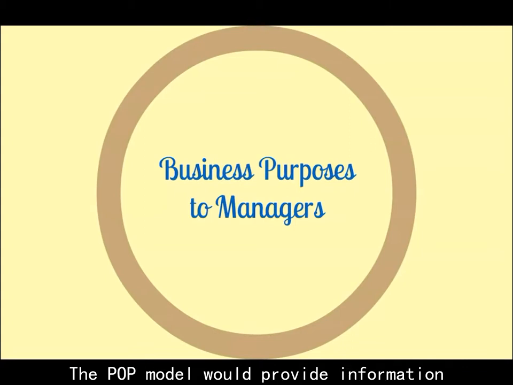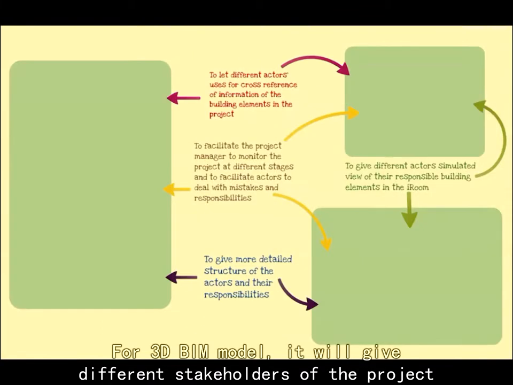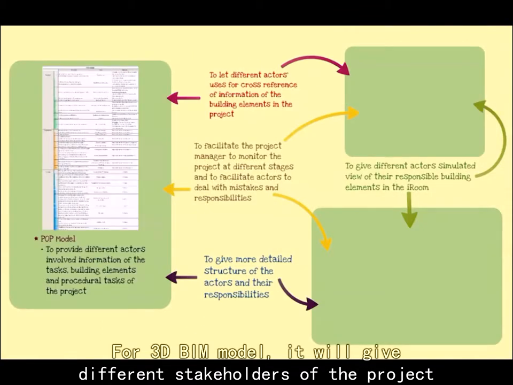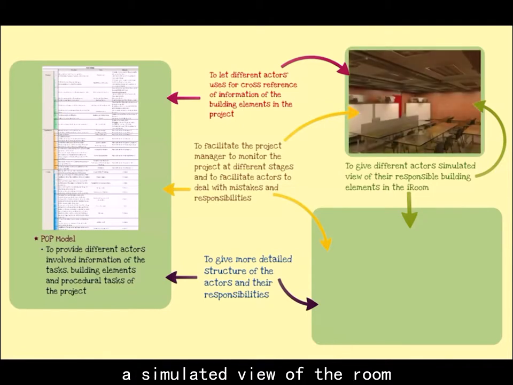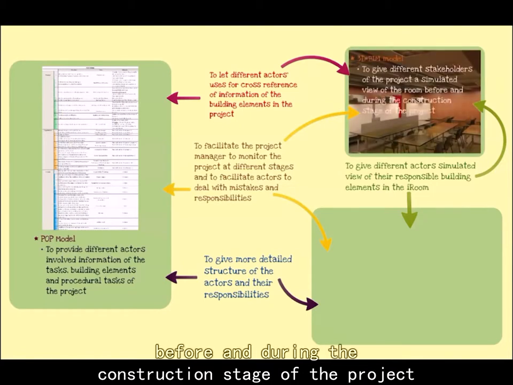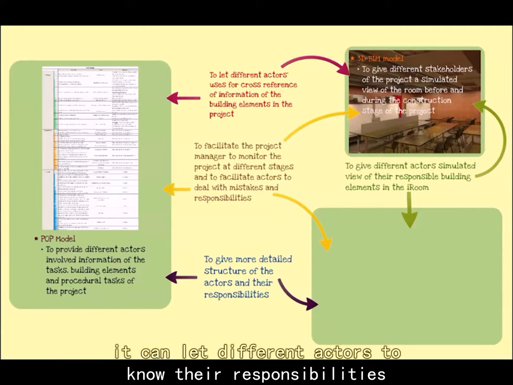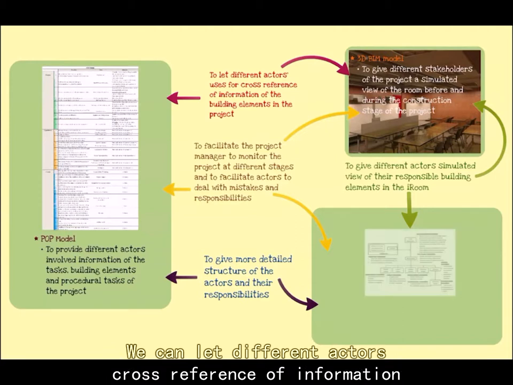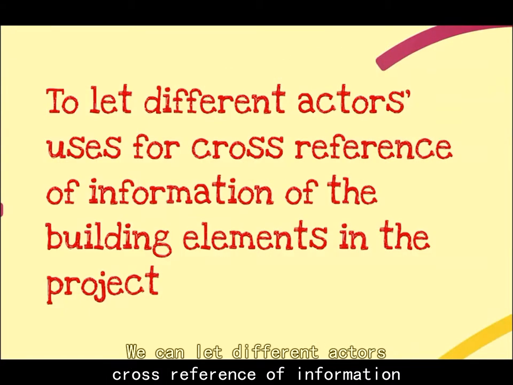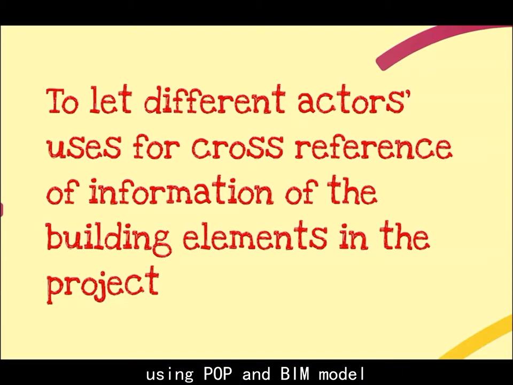The POP model would provide information. For the 3D BIM model, it would give different stakeholders of the project a simulated view of the room before and during the construction stage of the project. For the organization model, it would let different actors know their responsibilities. We can let different actors cross-reference information using the POP and BIM model.